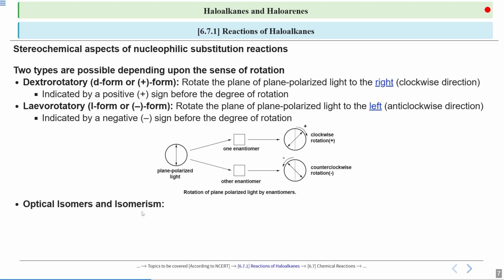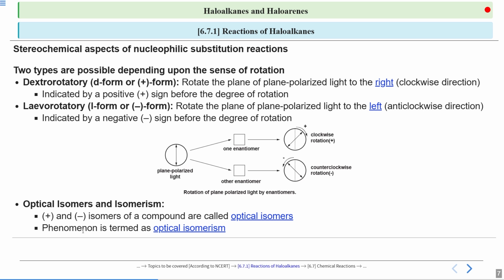Optical isomers and isomerism. Positive and negative isomers of a compound are called optical isomers. Okay, so for a compound, if you get positive and negative isomers of that particular compound, that means the dextrorotatory and levorotatory forms, then they are called optical isomers of that compound. This phenomenon is termed as optical isomerism.